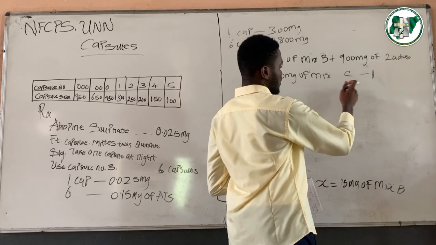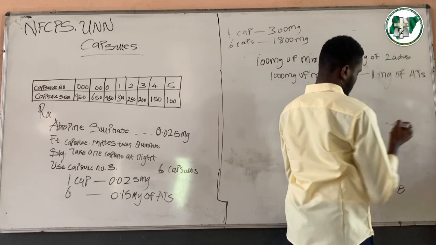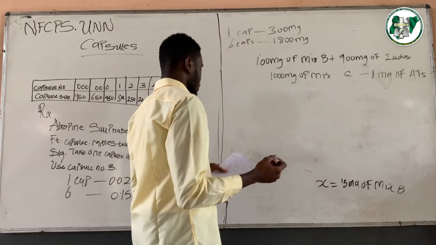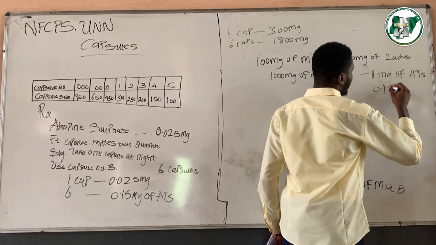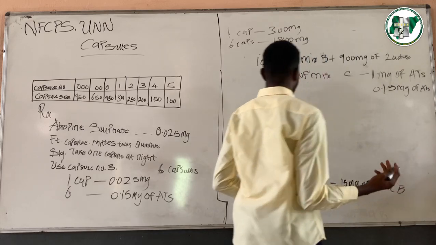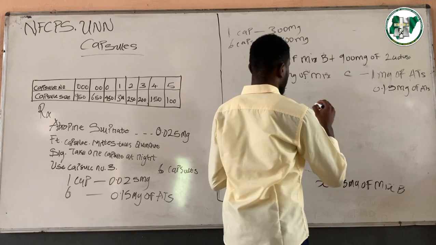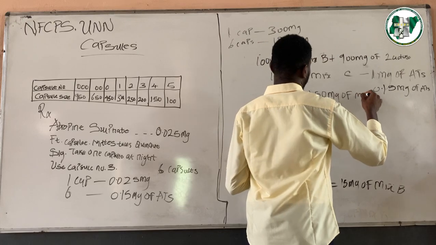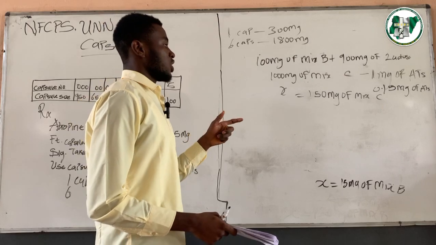This 1000 milligram of mixture C contains 1 milligram of our poison, ATS. So remember we are looking for 0.15 milligram. So 0.15 milligram of ATS is contained in what weight of our mixture C, which gives us 150 milligram of mixture C, right? Remember, this weight is the only weighable weight we've gotten so far.